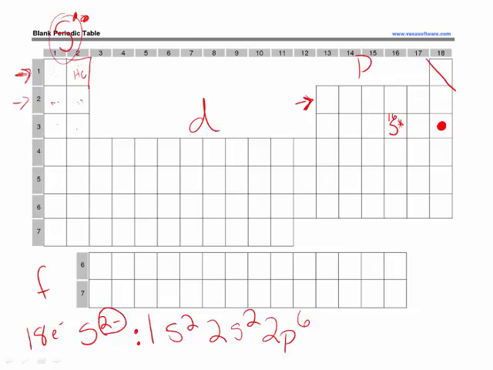Still not where I need to end up. I need to get over here to my end spot. So I'm going to go to the next row. 3. I'm at the S, and 2 boxes gives me 3s2. Still not where I need to end up, so last thing I write is 3p, and I'm going 1, 2, 3, 4, 5, 6 boxes over, so 6 electrons. And that's how you do an element with a charge, or what we call an ion.